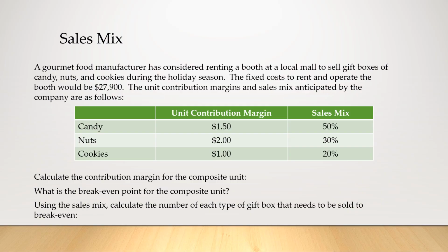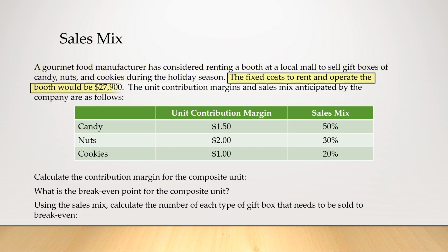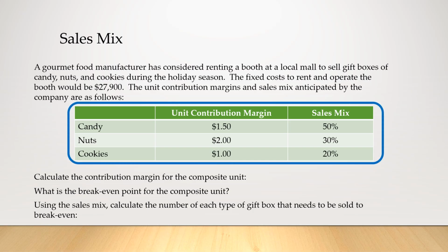Turn to page 7 and refer to the following sales mix problem. A gourmet food manufacturer has considered renting a booth at a local mall to sell gift boxes of candy, nuts, and cookies during the holiday season. The fixed cost to rent and operate the booth would be $27,900. The unit contribution margins and sales mix anticipated by the company are as follows. You can see in this table the unit contribution margin and proportional sales mix for each type of gift box.